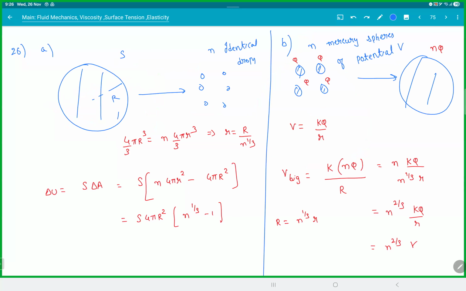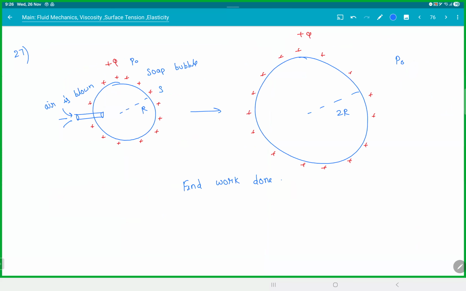The previous one you can actually do with capacitors, remember? Each cell is a capacitor of C. So you can find Q square by 2C, n times. The final thing will be nQ whole square by 2 times C new, the new capacitance. So find the change in energy. That will be the heat produced. Or you can use self energy also. That also works.